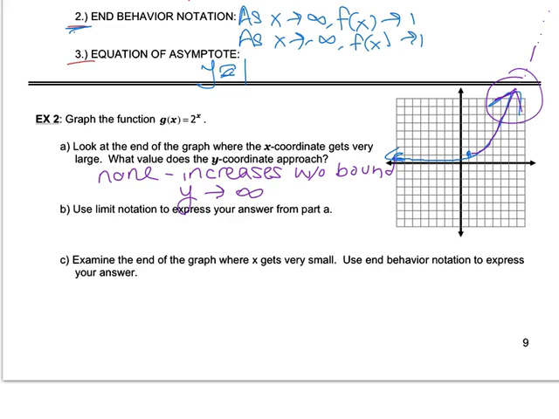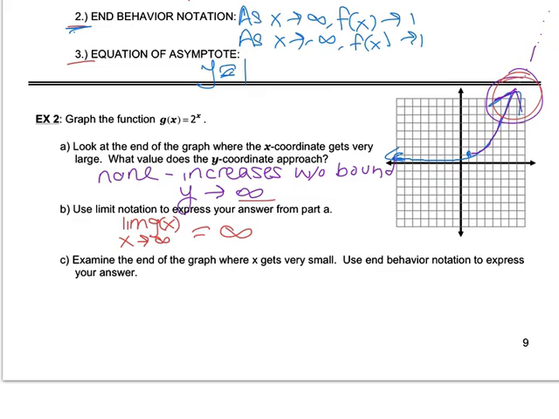So we write LIM for limit, and we're taking the limit of our function g of x as x approaches infinity. And we saw right here that that wasn't approaching any specific value, it was increasing without bound. So the limit is infinity. The limit of g of x as x approaches infinity is infinity.